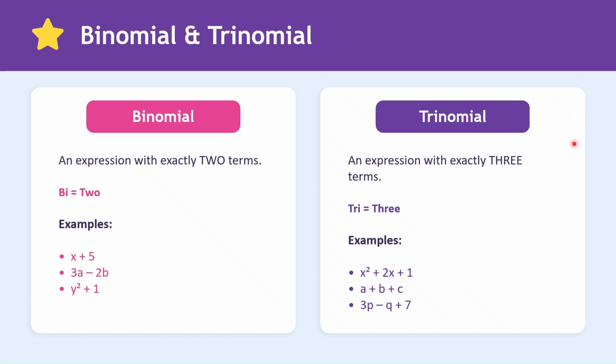The prefix tri means 3. A trinomial is an expression with exactly three terms. For example, x squared plus 2x plus 1. Similarly, a plus b plus c is also a trinomial. Here is a simple trick. Just count the number of terms separated by plus or minus signs. One term means monomial, two terms means binomial, and three terms means trinomial.